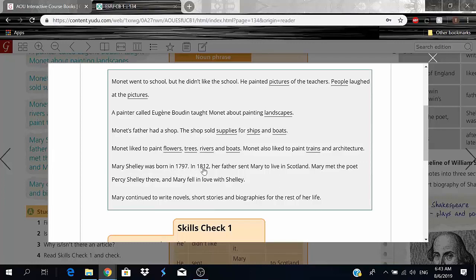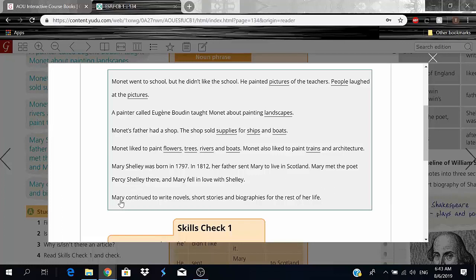Okay? Mary Shelley was born in 1797. In 1812, her father sent Mary to live in Scotland. Mary met the poet Percy Shelley there, and Mary fell in love with Shelley. Looking through this, I don't really see a plural noun, to be honest with you. So there are no plural nouns in this extract.